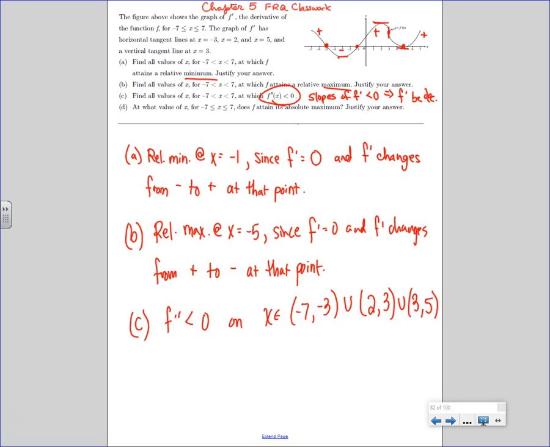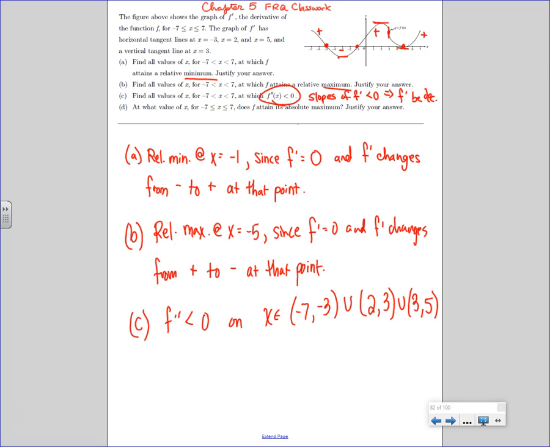Because at 3, there's a vertical tangent, which means the slope is undefined, so I have to split up there. So the same reason I have open at all the zeros, because it can't be negative at a 0, I also have to make it open at the vertical tangent. Good catch. That was tricky.